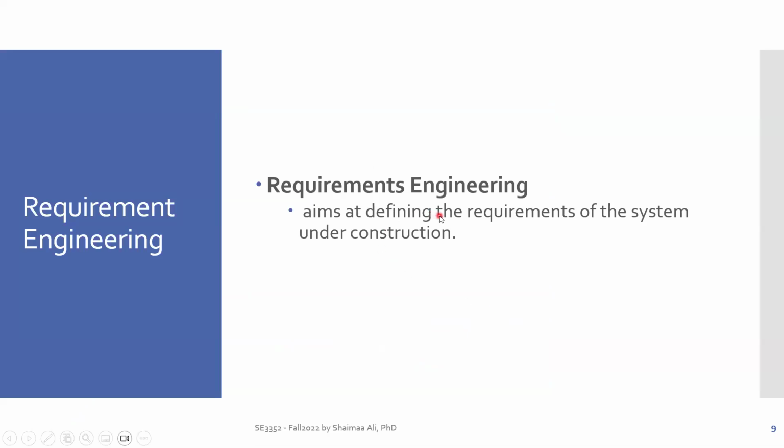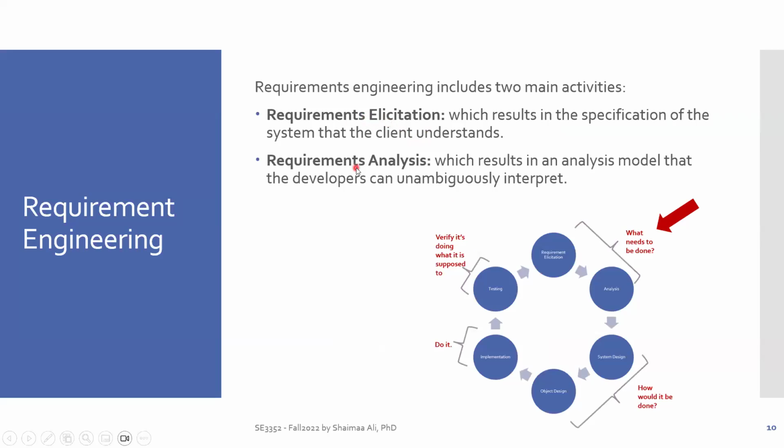Requirements engineering, as we mentioned before, is a sub-process in the software engineering process, and it aims at defining the requirements of the system under construction. There are two main activities in requirements engineering. The first is requirements elicitation, which results in a specification of the system that the client understands. So the output of the requirements elicitation is something that the client needs to understand. We're not talking about technical documents here. It needs to be understood by the client to review.